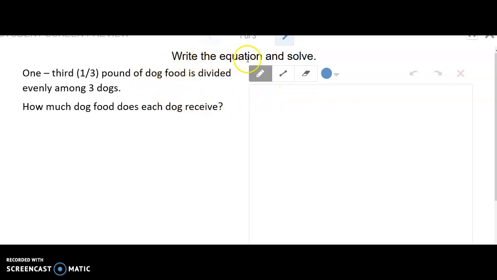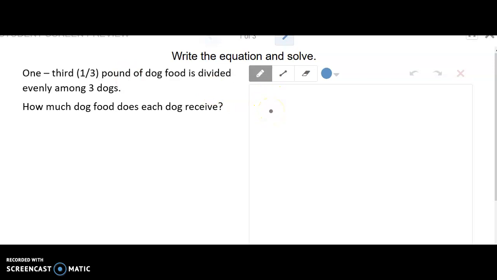It says to write the equation and solve. 1/3 pound of dog food is divided evenly among 3 dogs. How much dog food does each dog receive? So up here in the problem, I actually wrote out what the 1/3 would look like. I thought it would be helpful for you to have that.